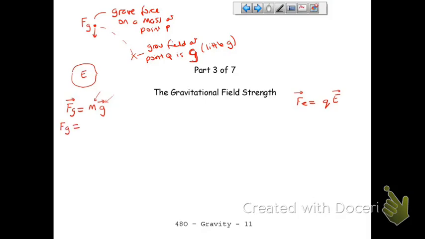Okay. Now, if I just play with this a little bit, I know that Fg is equal to big G, big M, little m over r squared. I've got to be careful here. This is subscript g, that's not big G. That's just Fg. Then I know that Fg is equal to m times little g. Well, there's m, and there's m. So little g is equal to big G, big M over r squared.